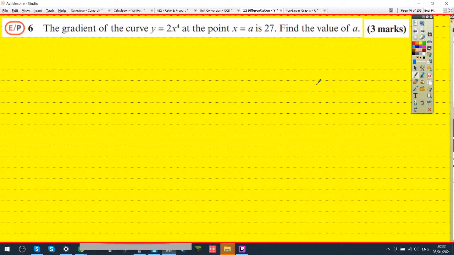So can you work out 2x to the 4 to be 2x cubed? Like multiply 4 by the coefficient and then take away 1 from the power. What would you get? 8x cubed. Yep.